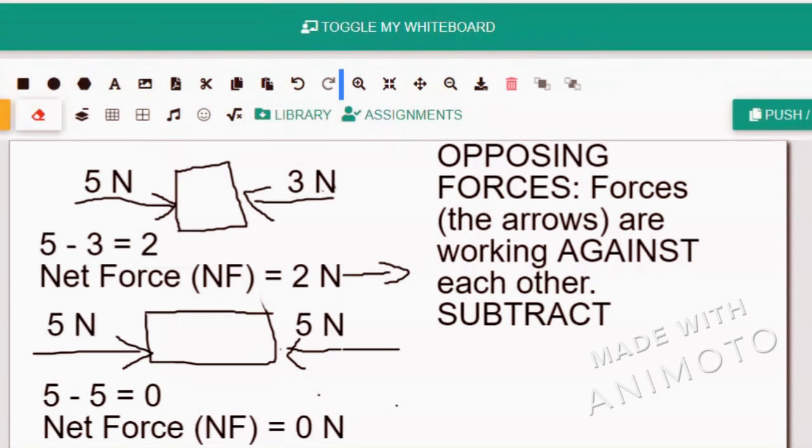So you should have titled your next blank page, Calculating Net Force. Right now, just put your pencil down for a moment. If you need to catch up, remember, just raise your hand. Your teacher can pause the video.